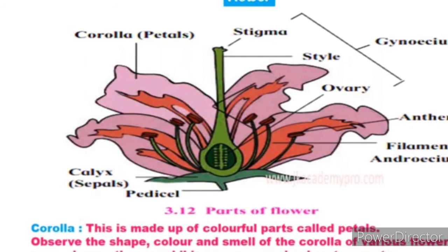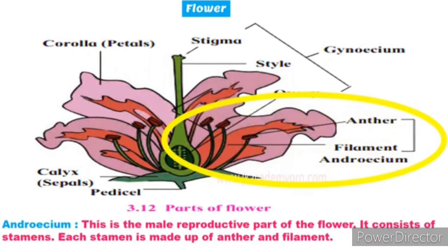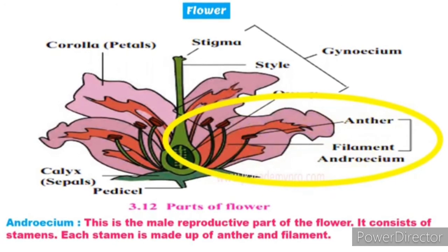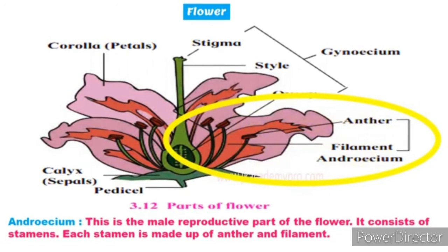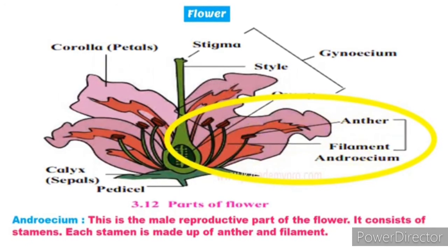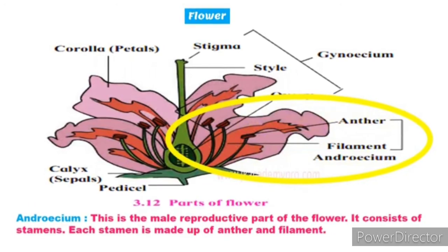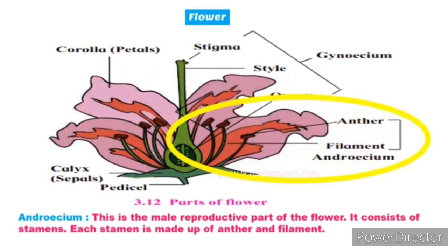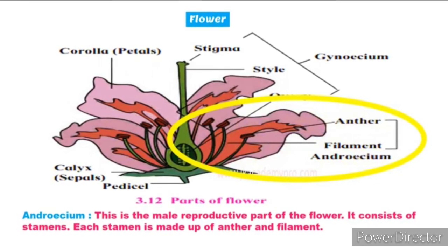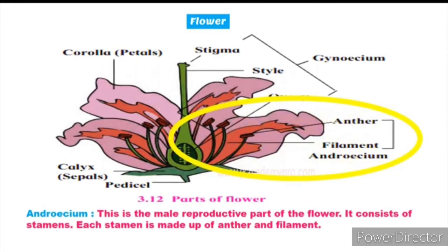Now next part, that is the androecium. This is the male reproductive part of the flower. It consists of stamens. Each stamen is made up of anther and the filament. It is shown in the circle. See there in the picture, the small part is shown here in the circle, and names are given in the picture also. Anther is there, filament is there.